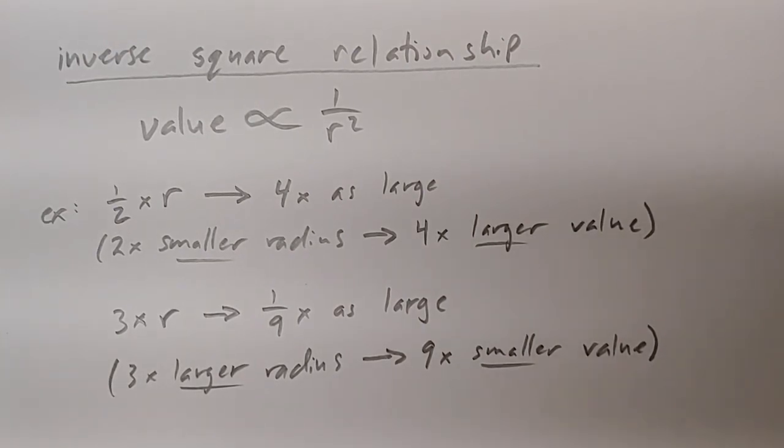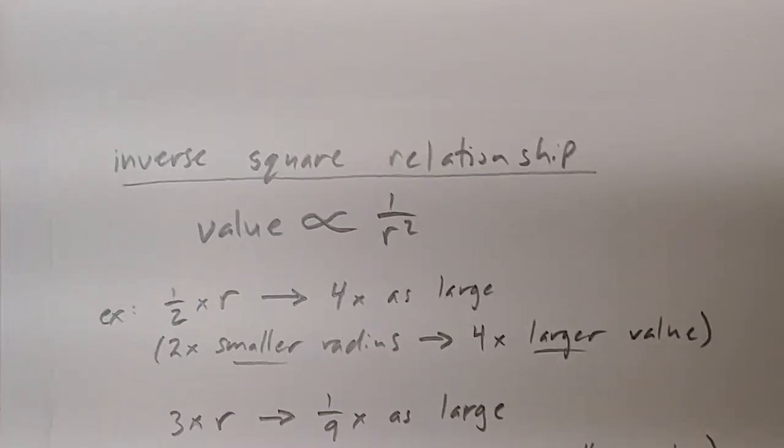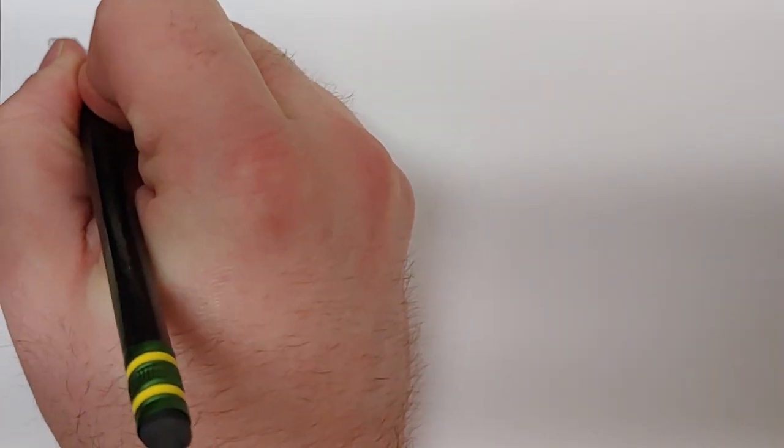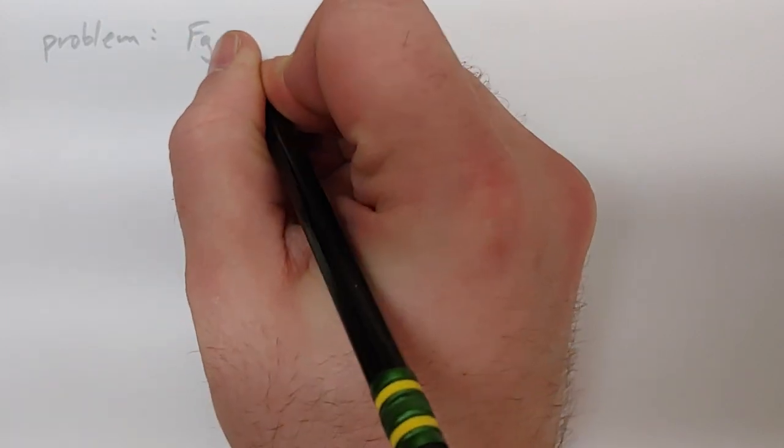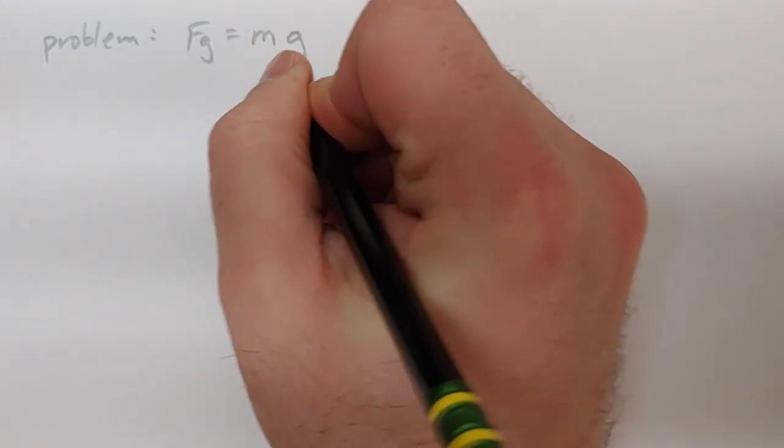All right, so where this inverse square relationship comes into play with gravity is that there's a problem with the force of gravity equation that we have been using so far. Our old force of gravity equation is the force of gravity is equal to m times g, where m is the mass of the object that we're trying to figure out the force of gravity on, and g is a constant for whatever planet we are on. I guess the most obvious problem with this is that it changes from planet to planet, which means it obviously doesn't work everywhere.